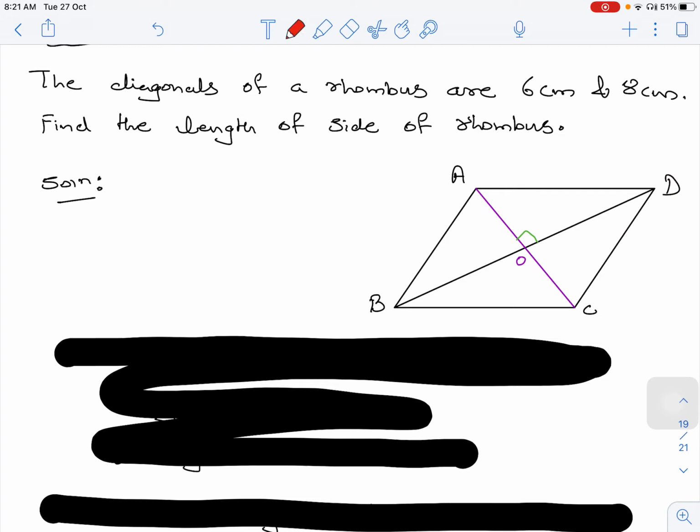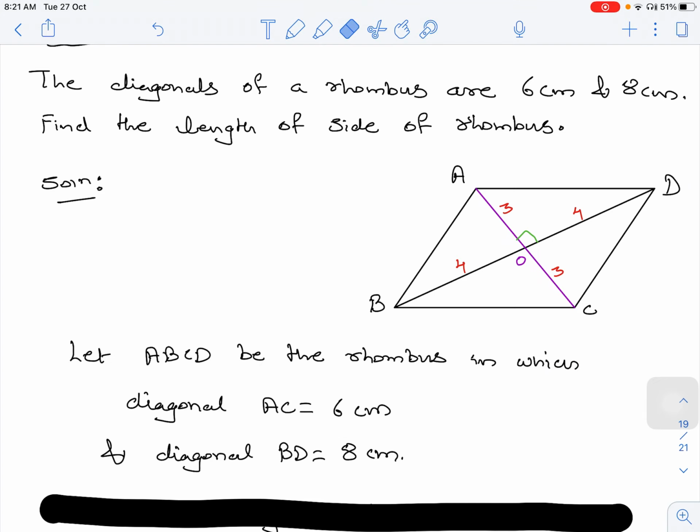Okay, so for our convenience I am writing this one as a 3 and this one as 4. This will also be 3 and this will be 4. Now, with the help of this information, we have to find the length of a side, that is any one side. If we get one, all the remaining sides will be the same, that is a property of a rhombus. So let us find it.